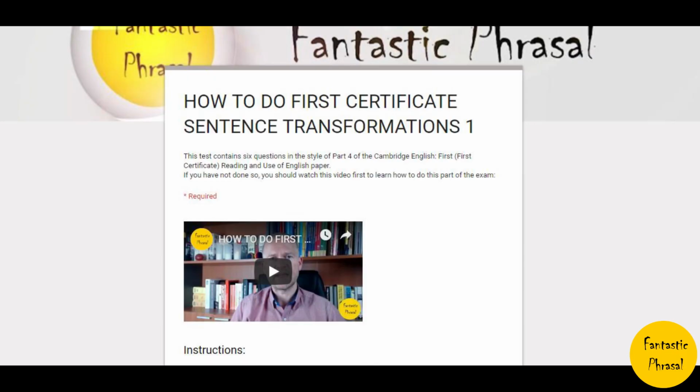This is the second video about sentence transformations. There is a link in the description of this video where you can try the questions we're going to look at. You may wish to pause this video now and try them before continuing. If you are unsure about the rules or technique for this kind of question, I recommend that you watch the first video. The link is also in the description to this video. Now let's start with the first question.